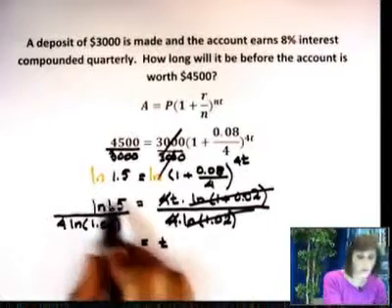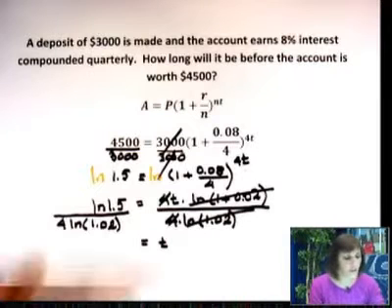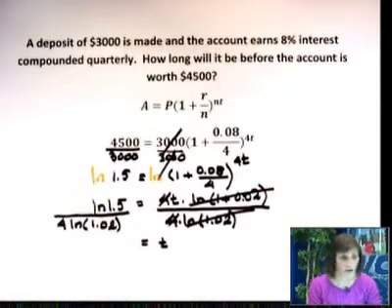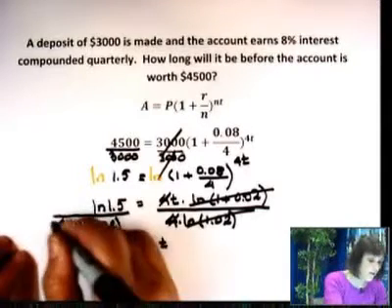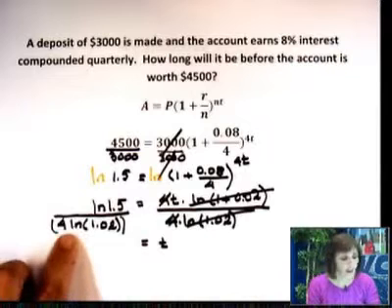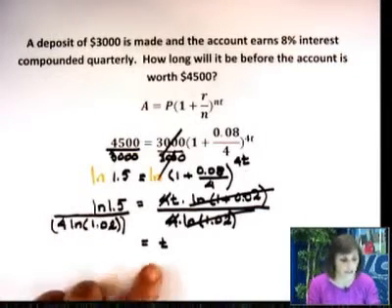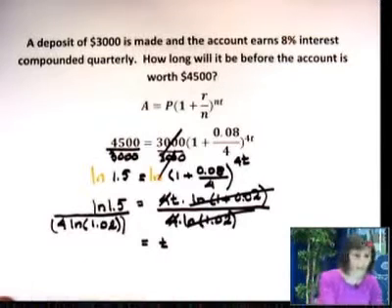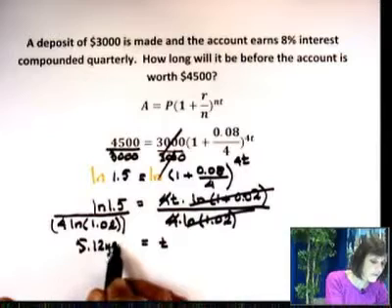Okay? When I do this in my calculator, this is how you should do it. Look at your calculator. It has a ln button. Just go ln of 1.5, and then push divide. Then put parentheses in here, because you're dividing by the whole thing. Put 4 times ln of 1.02, and close your parentheses. And it's going to give you, I did that ahead of time, 5.12 years.